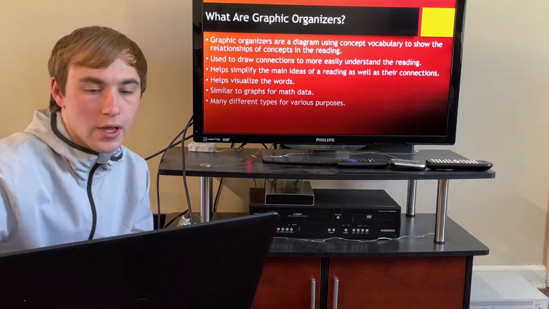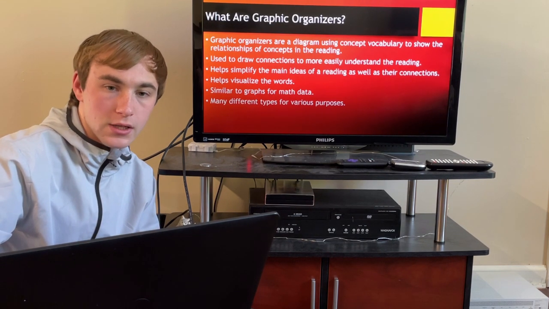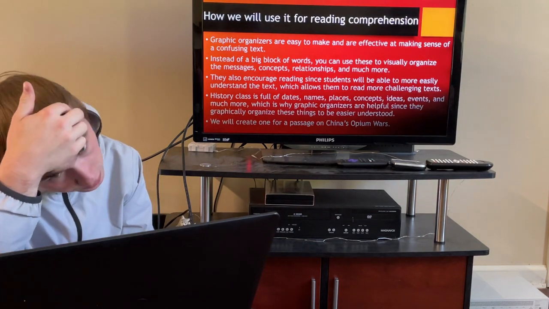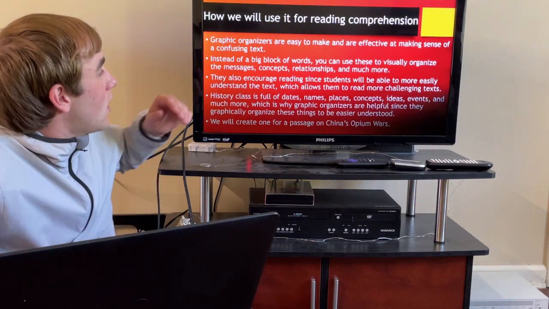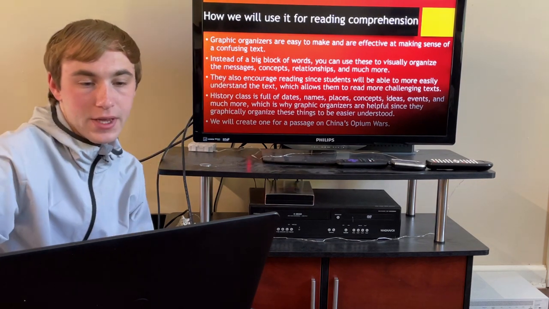This one's for reading, and there are indeed many different types for many different purposes. We'll get more into that in a little bit. So, how do we use it in this class? Well, you see, they're very easy to make, and they're very effective at making sense of a confusing text.